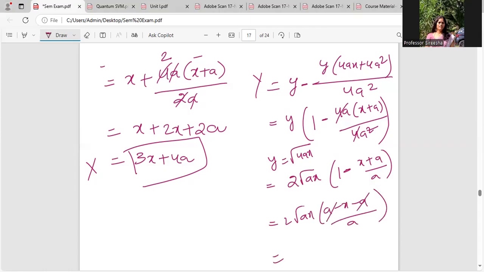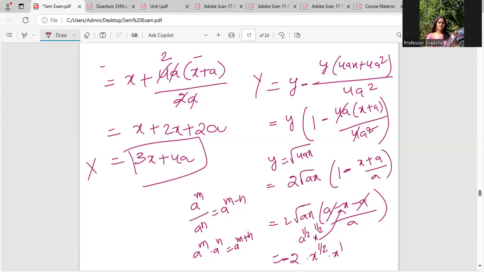Now, I have an a power 1 by 2 term and an x power 1 by 2 term. I'll club the x term with x and the a term with a using this relation, that is, a power m by a power n formula. All of you know that it is a power m minus n, and then a power m into a power n formula, that is a power m plus n. So 2 into, there's a minus sign for the x, so x power 1 by 2, x power 1 by 2 plus 1, x power 1 by 2 into x power 1, right?